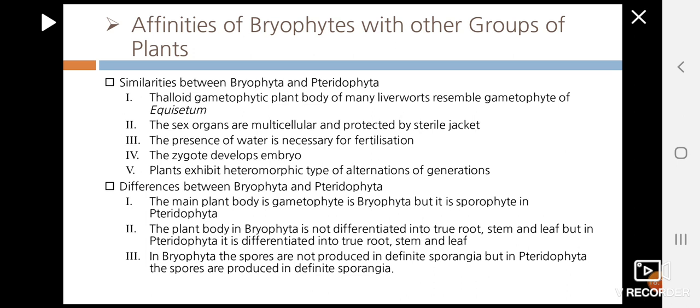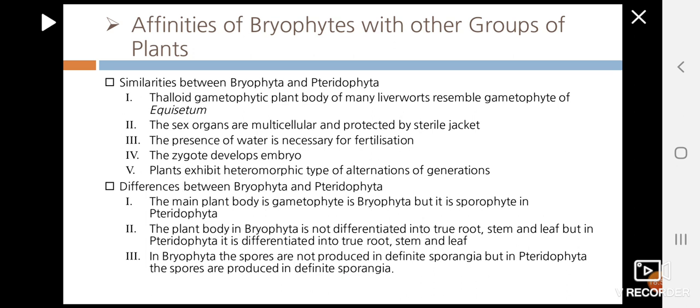Now the similarities between Bryophyta and Pteridophyta. Thalloid gametophytic plant body of many liverworts resembles the gametophyte of Equisetum. In both the cases, Bryophyta and Pteridophyta, the sex organs are multicellular and protected by a sterile jacket. In both the cases, water is required for fertilization, and zygote develops into embryo, and in both the cases, the alternation of generation is heteromorphic type.